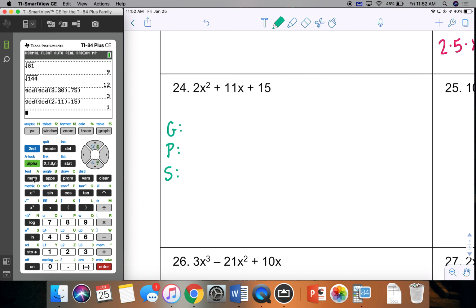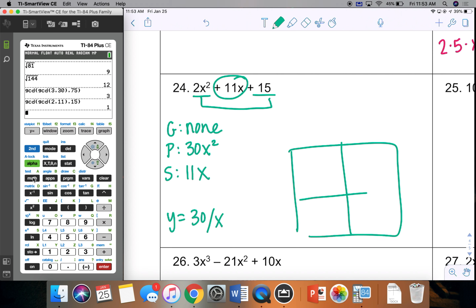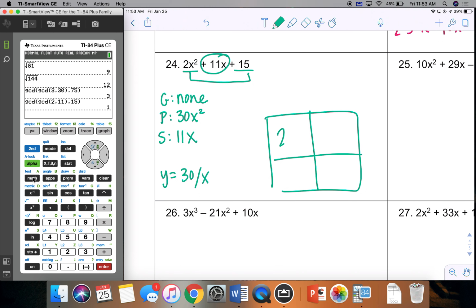I can't take the square root of 15 or 2, so this is not a perfect square, and it has more than 2 terms, so it's not a difference of squares. So I've already looked at a GCF, and there isn't one. So first and last term gives me 30x², and then my center sum is 11. So in y equals, I'm going to put the product, and because this is not a special case, I will need my box. So 2x² and 15.